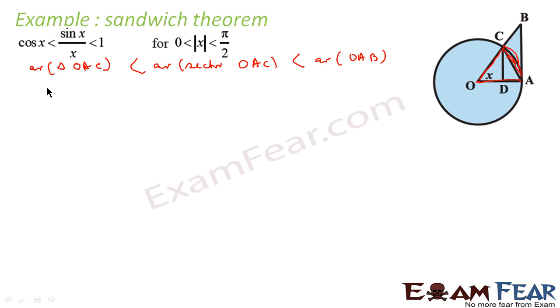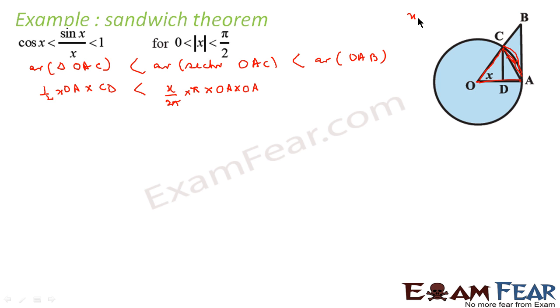Now the area of triangle OAC is nothing but 1 by 2 into OA into CD, where CD is the height. Now we have to find the area of the sector. The angle is x, so we'll convert into radian. The area is x by 2 pi into pi r square, that is, pi into OA into OA. This angle is x by 2 pi, because x is in radian actually.